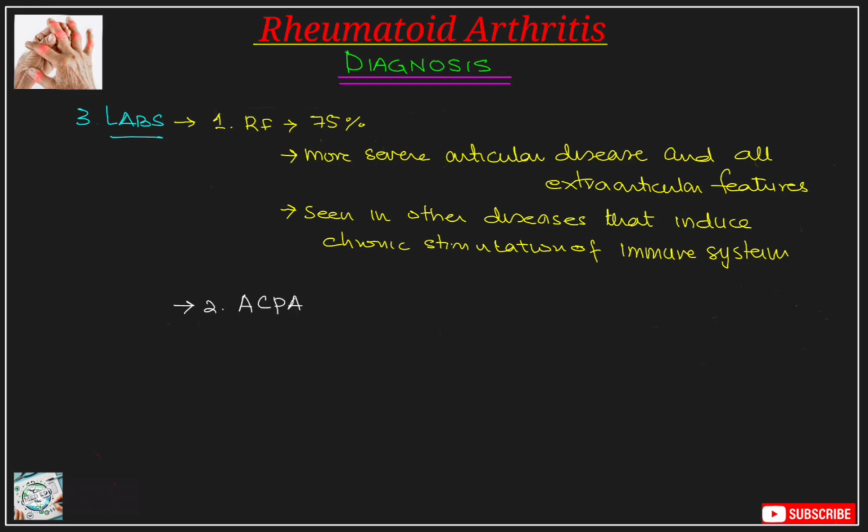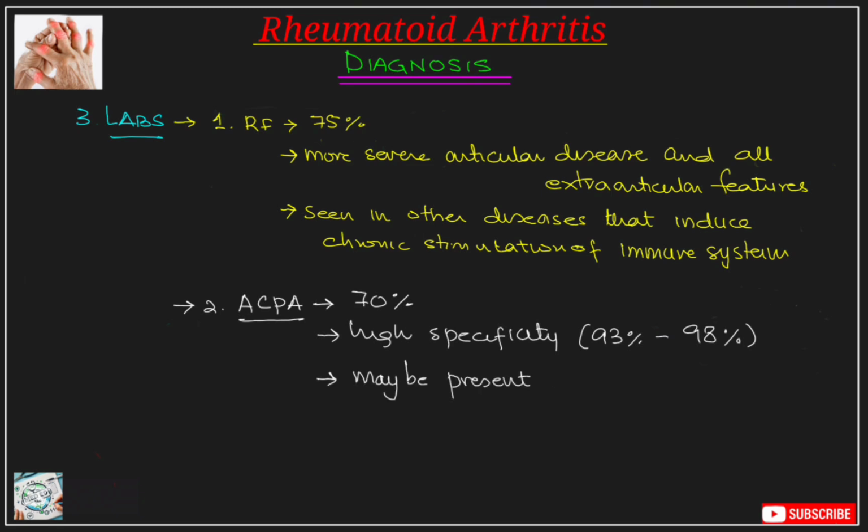The second and more specific autoantibody is the anti-cyclic citrullinated peptide antibody, also known as ACPA. It is detected in about 70% of rheumatoid arthritis patients. It has a very high specificity of about 93 to 98%. What makes the ACPA particularly useful is that it can be present years before the clinical symptoms of rheumatoid arthritis appear, making it a valuable marker for early detection. Additionally, the ACPA positive patients tend to be more aggressive and erosive, leading to greater joint damage over time.